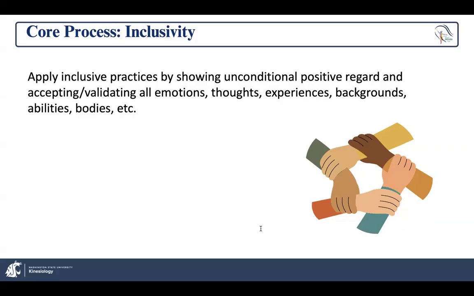This includes ensuring accessibility by offering movement modifications and accommodating individuals' different abilities and needs. We also promote equal opportunities for all participants to engage, to share, to contribute, while encouraging diverse perspectives. Finally, instructors practice cultural sensitivity by being mindful of diverse backgrounds and experiences.